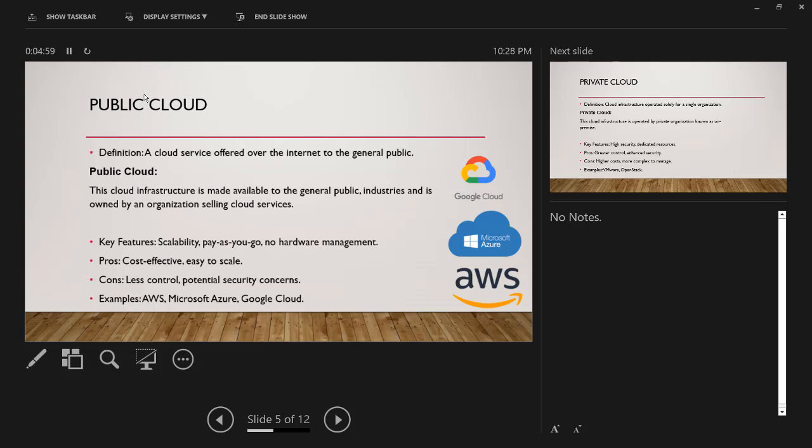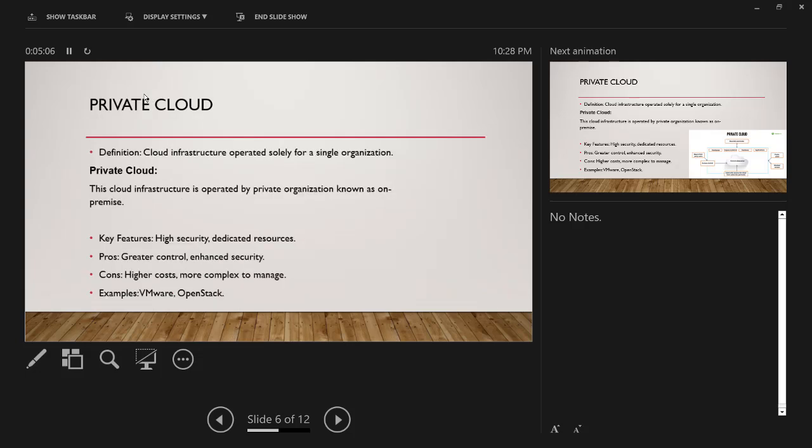So all these are the major public cloud deployment models that we have. And now let's dive into the private cloud model. This cloud infrastructure is operated by private organizations, known as on-premise. On-premise is just using your local machine and developing all your servers and your hardware all by yourself. So you actually need some IT professional skills to run this kind of service model.